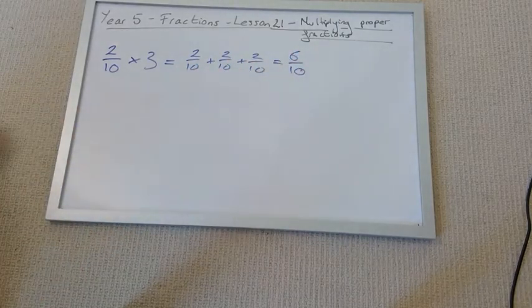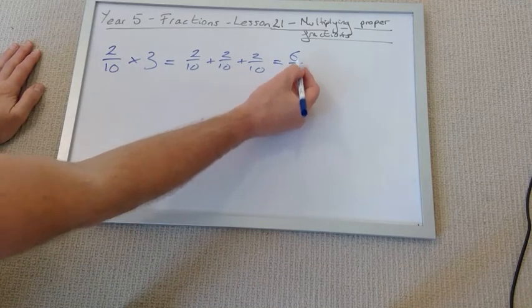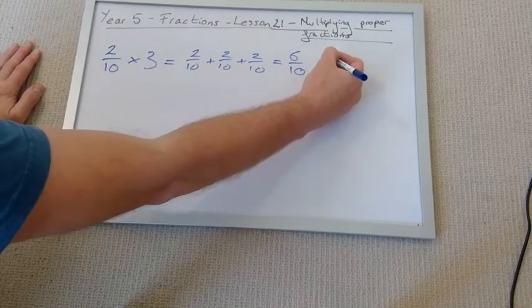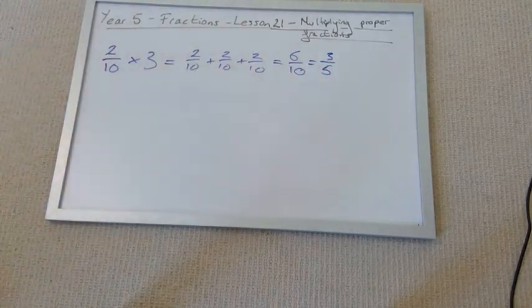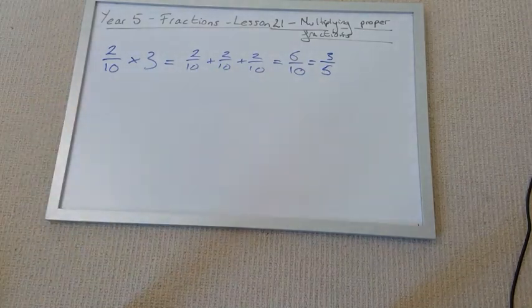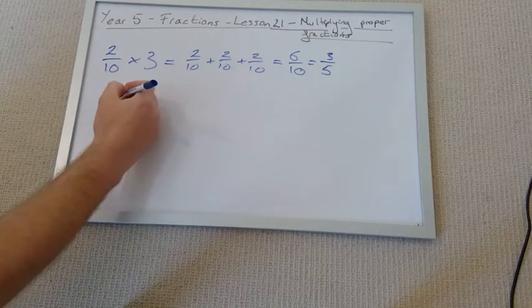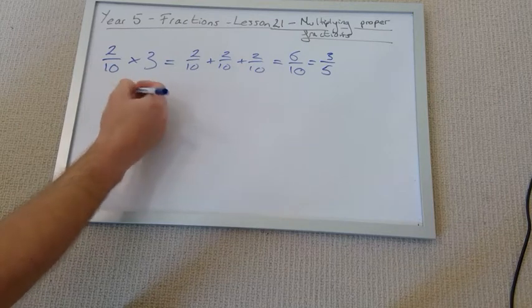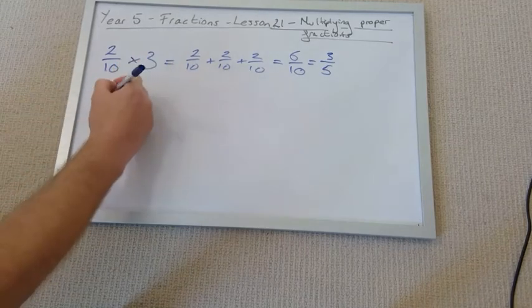I can simplify this down. If I look at this, I know these are in the 2 times tables. 2 goes into 6 3 times, and into 10 it goes 5. So I can simplify that down to 3/5. Remember, if you can simplify down, you must do so. Okay? So that's one strategy. Another one, and this is my preferred method in terms of visually representing it, is to draw a single fraction bar or a fraction strip. This time I'm looking at tenths, so I just draw one strip.